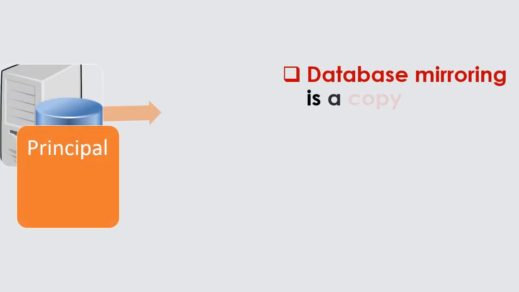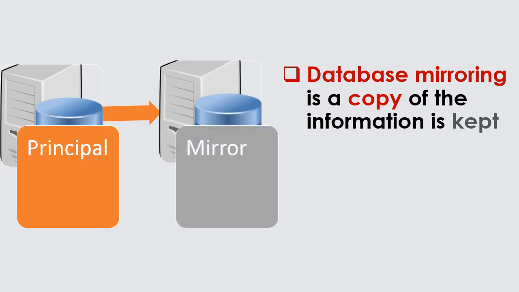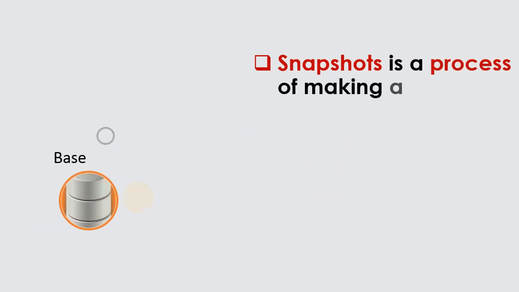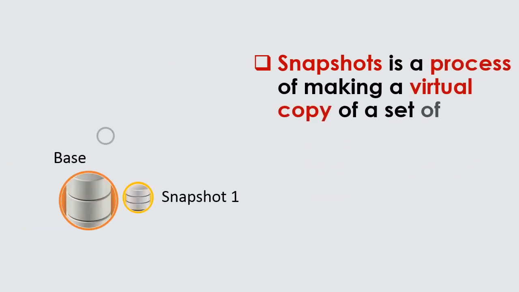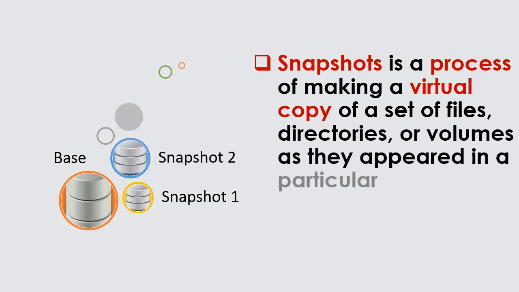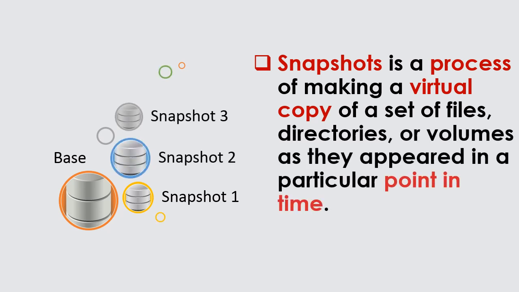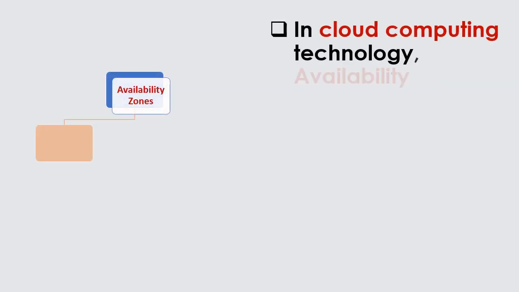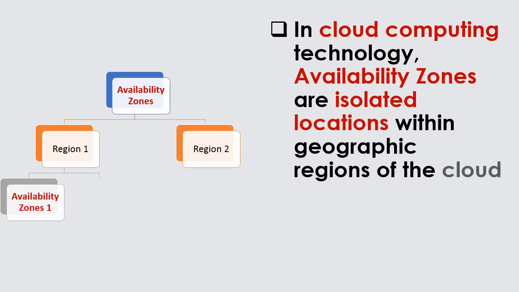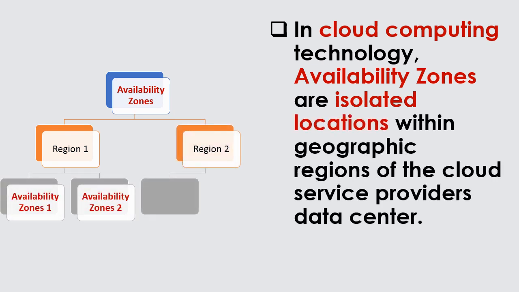Database mirroring is when a copy of the information is kept on two different servers, the principal and the mirror. Snapshots are a process of making a virtual copy of a set of files, directories, or volumes as they appeared at a particular point in time. In cloud computing technology, availability zones are isolated locations within geographic regions of the cloud service provider's data center.